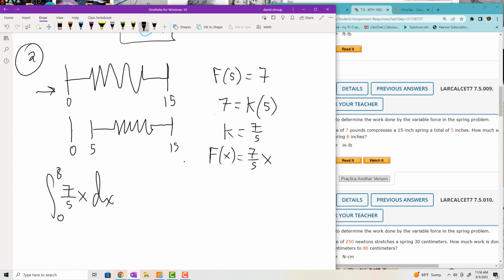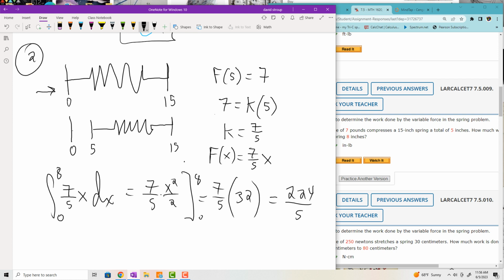The integrals are fairly easy to manipulate with regards to compression or stretching. If you're going to stretch it another 8 inches, usually you could just go from 15 to 23. I'll show you an example of that. I'll probably do all of these. But anyways, here we have 7/5, then integrating x squared over 2 from 0 to 8. So I have 7/5. x squared is 64, divided by 2 is 32. And then minus 0, that will equal 224 over 5 inch-pounds, for the amount of work.